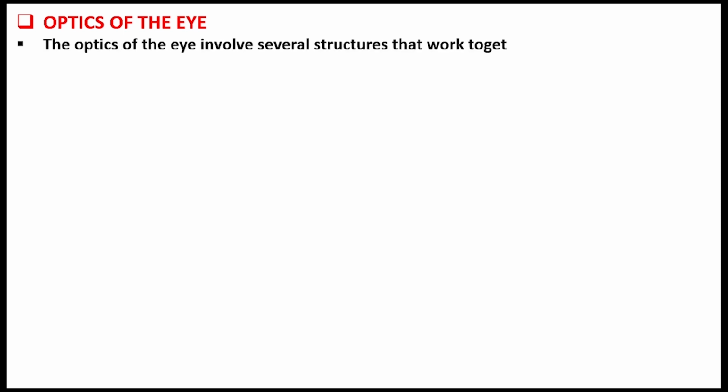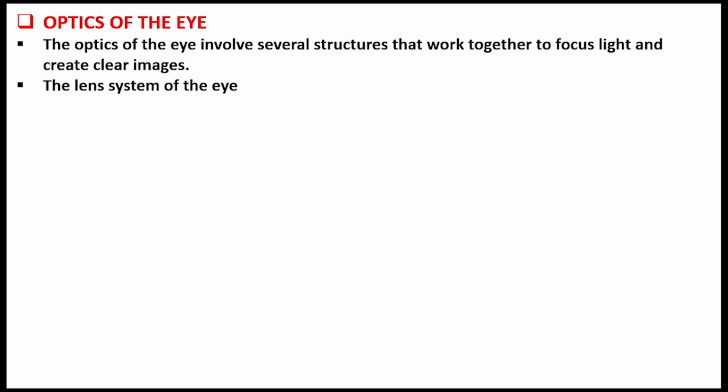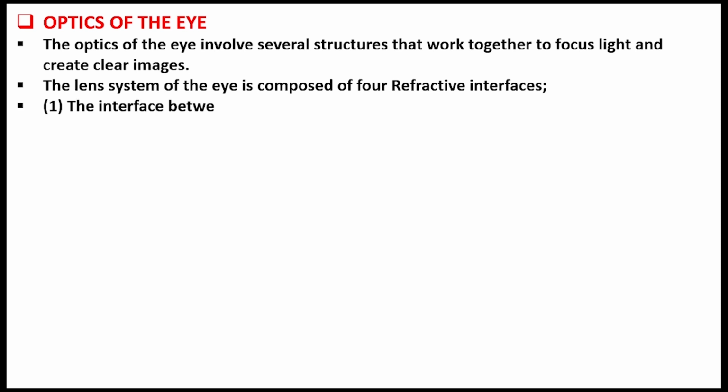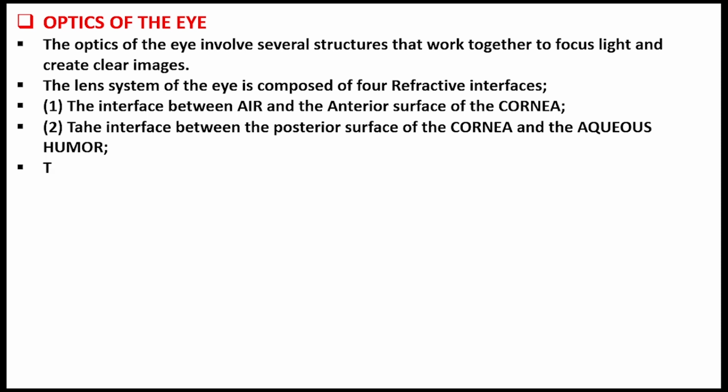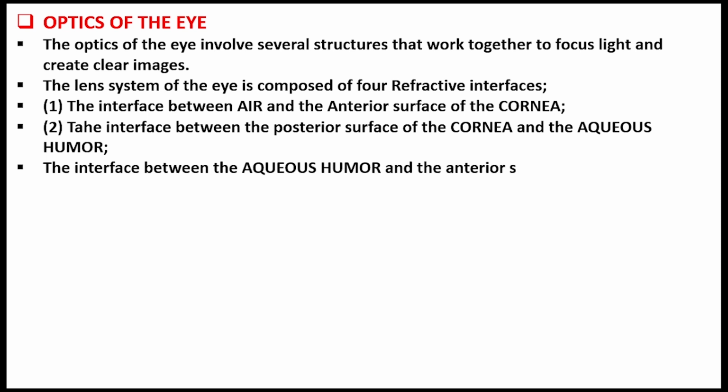Optics of the eye. The optics of the eye involve several structures that work together to focus light and create clear images. The lens system of the eye is composed of 4 refractive interfaces. 1. The interface between air and the anterior surface of the cornea. 2. The interface between the posterior surface of the cornea and the aqueous humor. 3. The interface between the aqueous humor and the anterior surface of the lens of the eye. 4. The interface between the posterior surface of the lens and the vitreous humor.